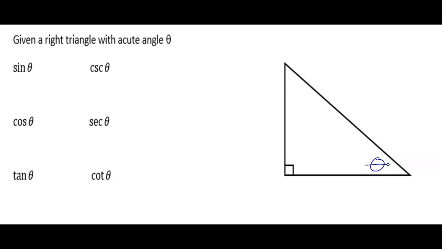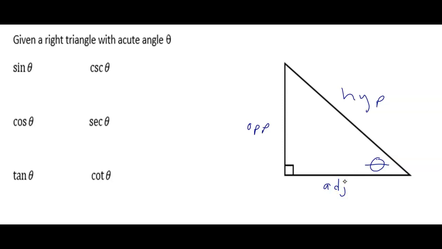Okay, so now I can look at how to label the sides of my triangle. So across from your right angle, this is always going to be my hypotenuse. And then if I am looking at my angle theta and I have to travel across the triangle to get to the other side, that means this is going to be the opposite side because it's opposite of my angle theta. And then this side here is going to be my adjacent side.